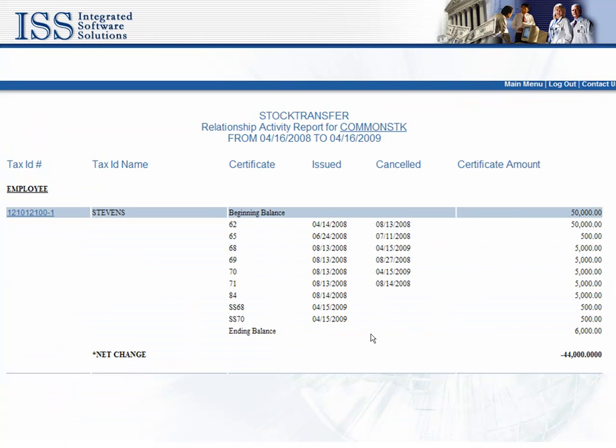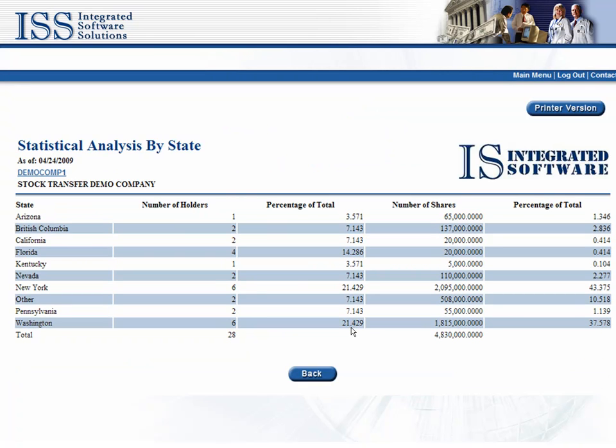CUweb handles relationships, as we saw in the holder benefit analysis report. What this relationship activity report will show you, if you have any shareholders coded with the specific relationship for that company, you can see any activity that they may have. The system has a stock statistical analysis report that is in 5 steps. You can run one or all 5 at any point in time. I'll run through all 5.